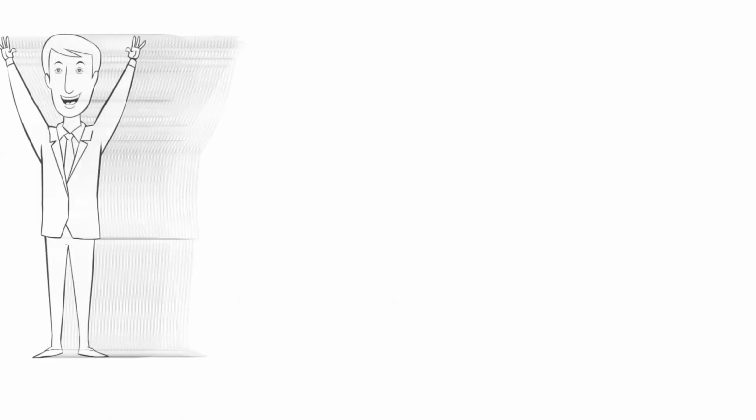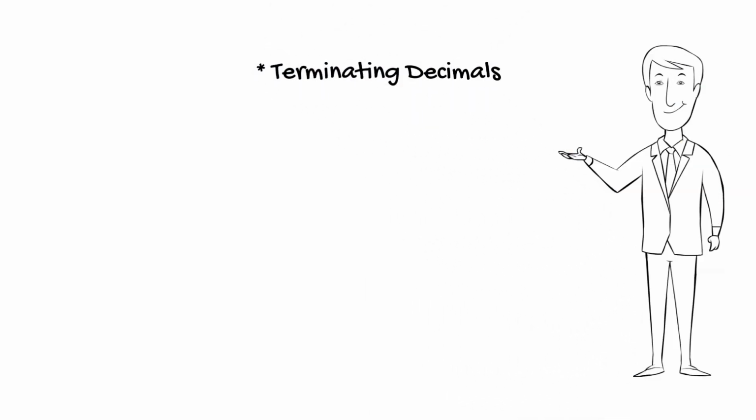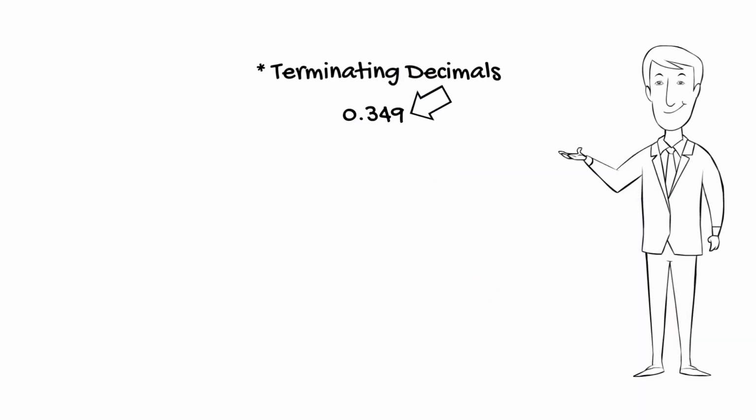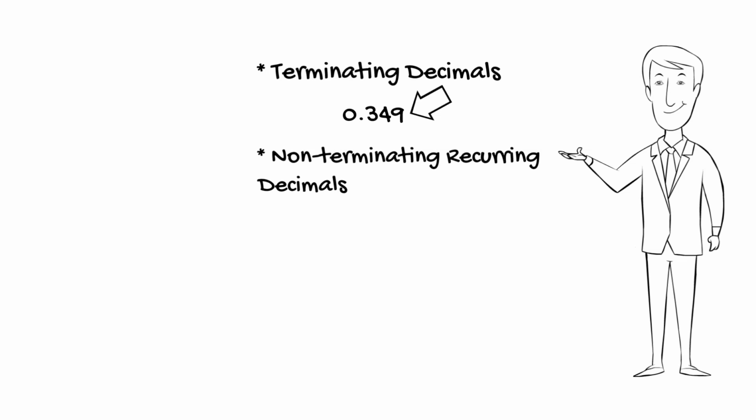Now, let's talk a bit about the different kinds of numbers we know. The first kind is numbers with terminating decimals. Numbers like 0.349. The number stops at the digit 9 and does not go on and on. Then we have non-terminating recurring decimals, numbers like 0.5555 and so on. The digit 5 does not end. It's called recurring since the same number reoccurs, and non-terminating since it reoccurs infinitely.